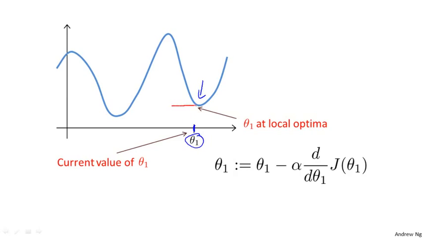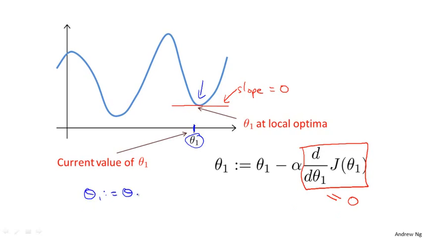So let's look at that slope, right? It's that tangent point. So the slope of this line will be equal to 0, and thus this derivative term is equal to 0. And so in your gradient descent update, you have theta 1 gets updated as theta 1 minus alpha times 0. And so what this means is that if you're already at the local optimum, it leaves theta 1 unchanged, because theta 1 equals theta 1. So if your parameter is already at the local minimum, one step of gradient descent does absolutely nothing. It doesn't change the parameter, which is what you want, because it keeps your solution at the local optimum.